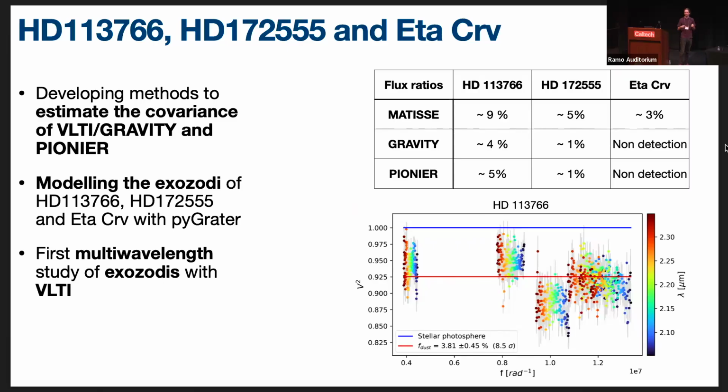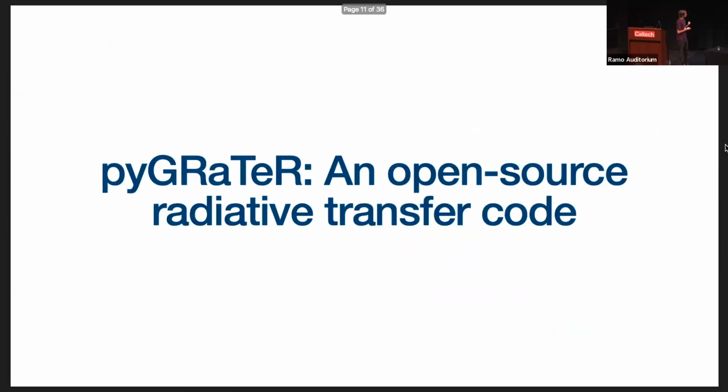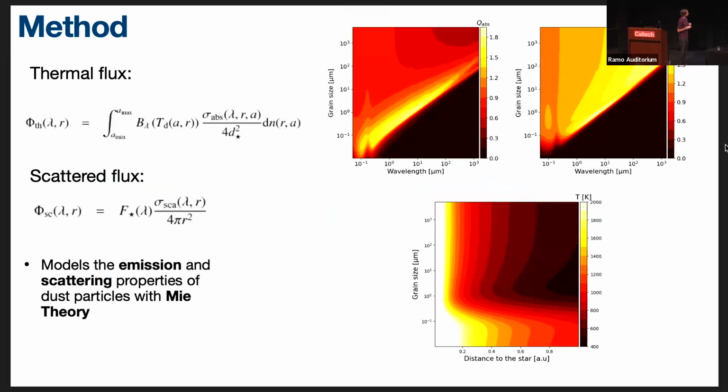In the previous section for Beta Pic, I only tested geometrical models. There's no radiative transfer. There's no physics behind them. And so for this, we developed a code, which is called PIgrader, based on the code Grader, which my PhD supervisor developed. The idea is to make an open source radiative transfer code that supports both thermal emission and scattered light observations. So as I mentioned, we model the thermal flux and the scattered flux for certain grains, certain composition of grains, based on Mie theory.